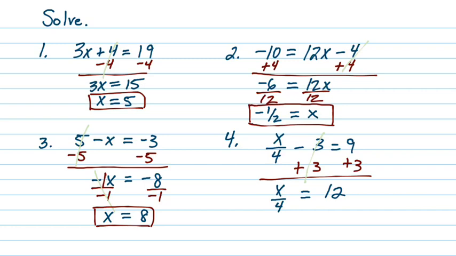And we did a problem like this just a few minutes ago. We have division by 4. We got to get rid of that 4. So we do the opposite and multiply by 4. And we're going to get x equals 48. And that's the end of this video.